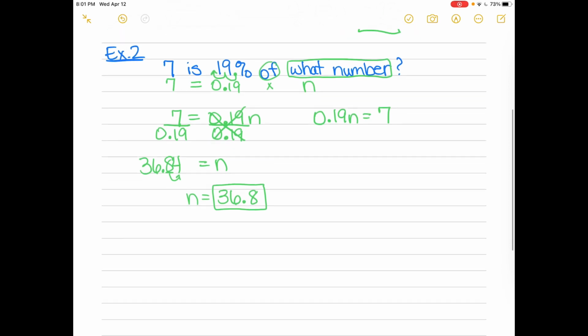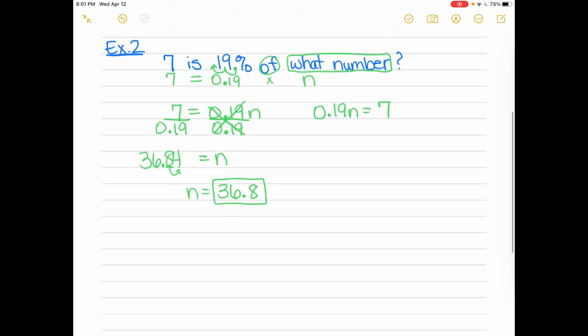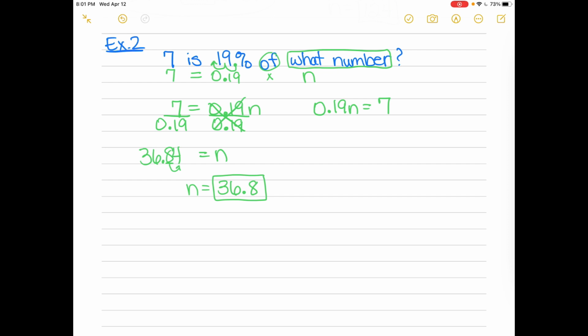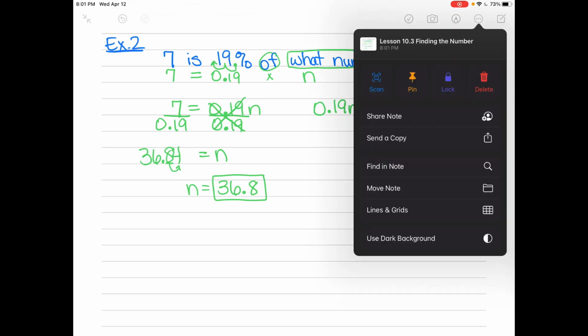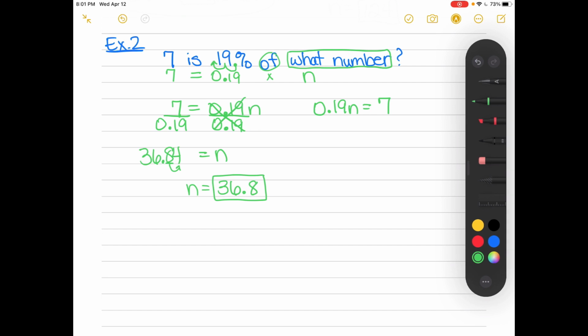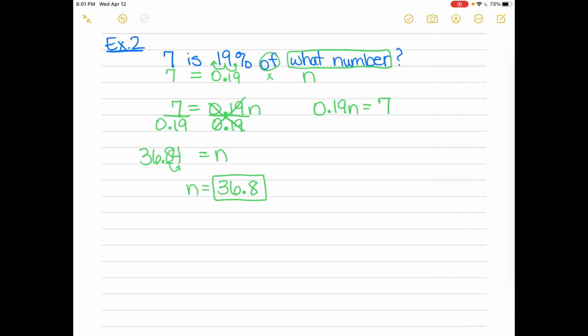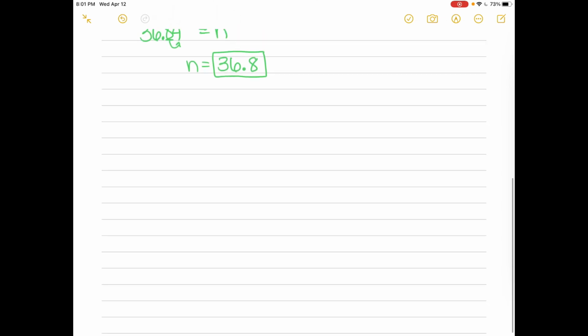It might not tell you where to round it to, and you can kind of choose on your own, or it might tell you round to the hundredths or round to the tenths. Just make sure that you read the directions if you get one where you need to round. Okay, one more, example 3, and then you're going to do one on your own.